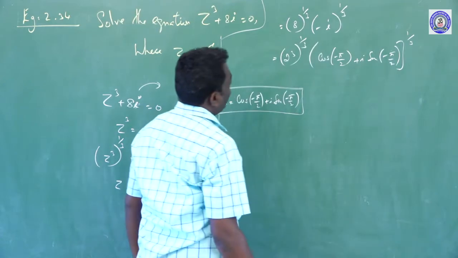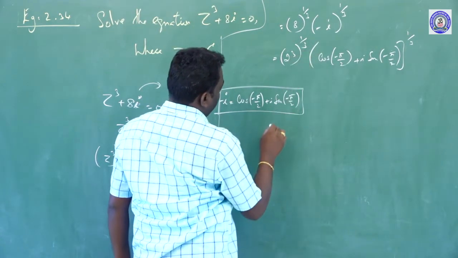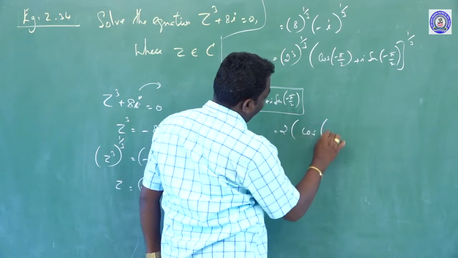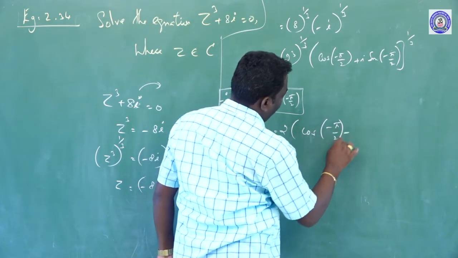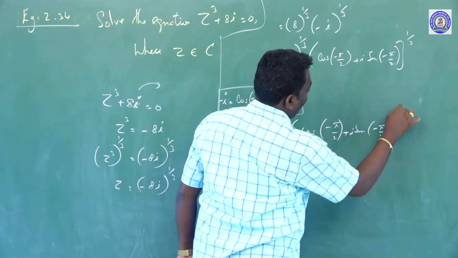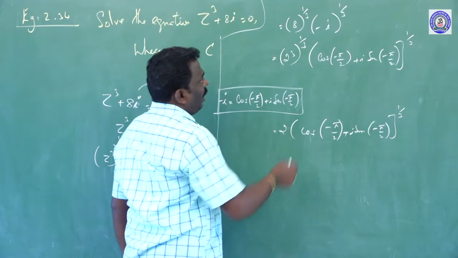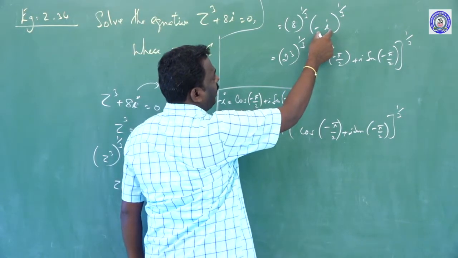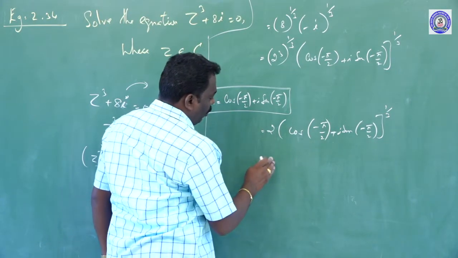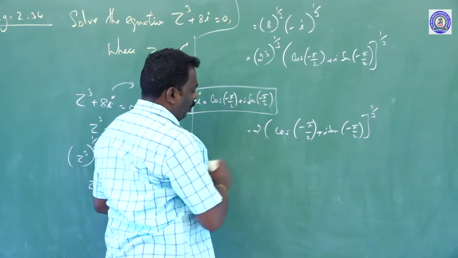Remaining, just multiply the term: 3 is cancelled, so it is 2 into cos of minus pi by 2 plus i sin of minus pi by 2, whole power 1 by 3. Now, given the complex number in rectangular form, we convert it to polar form. Now what we have to do next step is adding 2k pi.